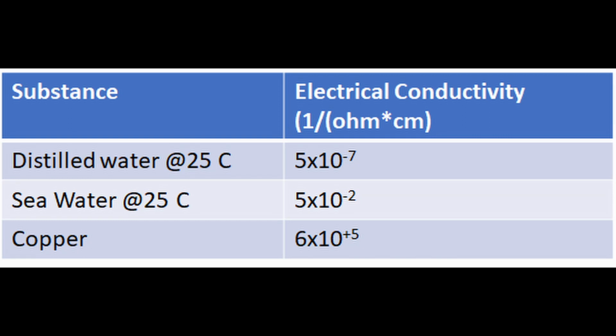The dissolved salt is an electrolyte and increases the water's electrical conductivity. Distilled water has an electrical conductivity of nearly 5 times 10 to the negative 7th per ohm centimeter. Seawater can have an electrical conductivity of nearly 5 times 10 to the negative 2 per ohm centimeter. So salt water or seawater conducts electricity nearly 100,000 times better than distilled water.